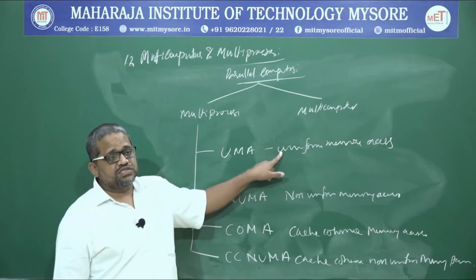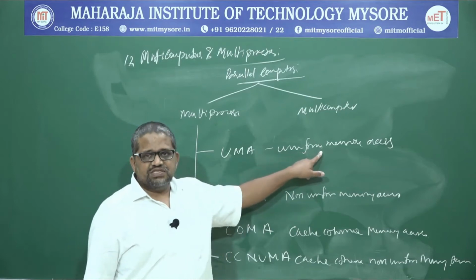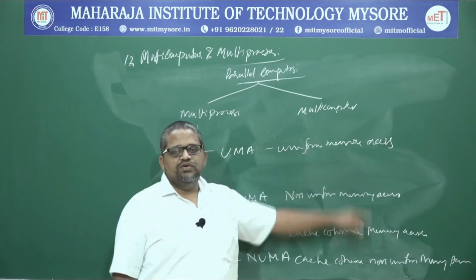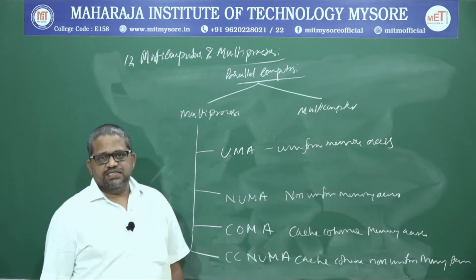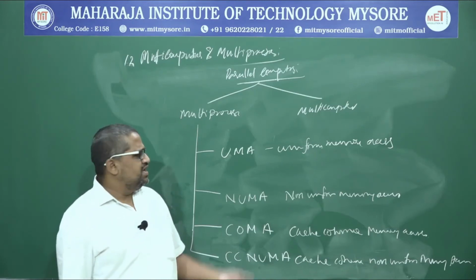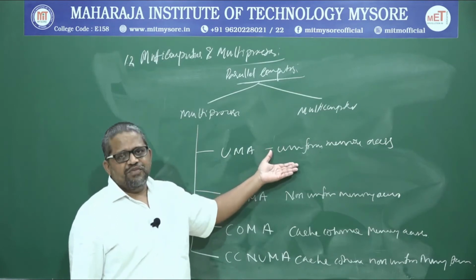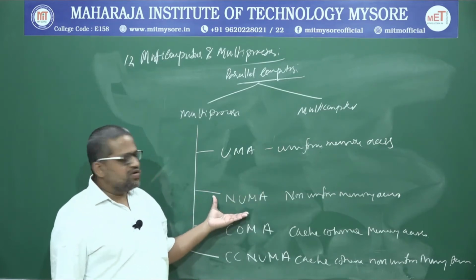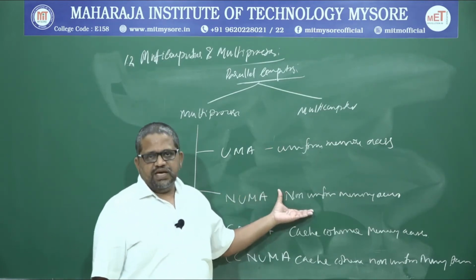Say if there are 5 processors and all 5 processors are given equal access to the memory, then it becomes a uniform memory access, right. Again it has got its own advantages and limitations. The limitations of this have made them come out with another model called non-uniform memory access.